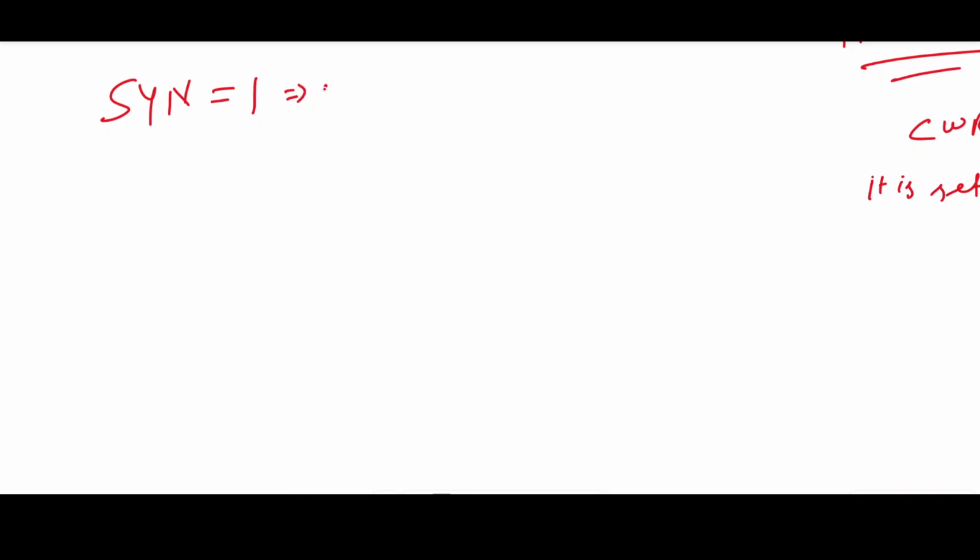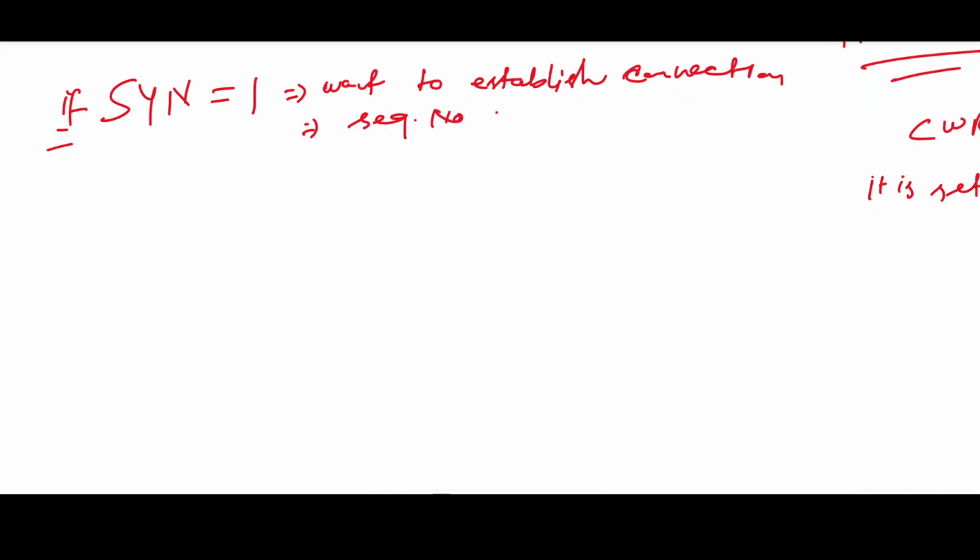That means it wants to establish a connection. It is used to synchronize the sequence number. That means if the SYN flag is set to 1, then the sequence number is valid. Now there are more points available here. It sends a synchronization request to the receiver.